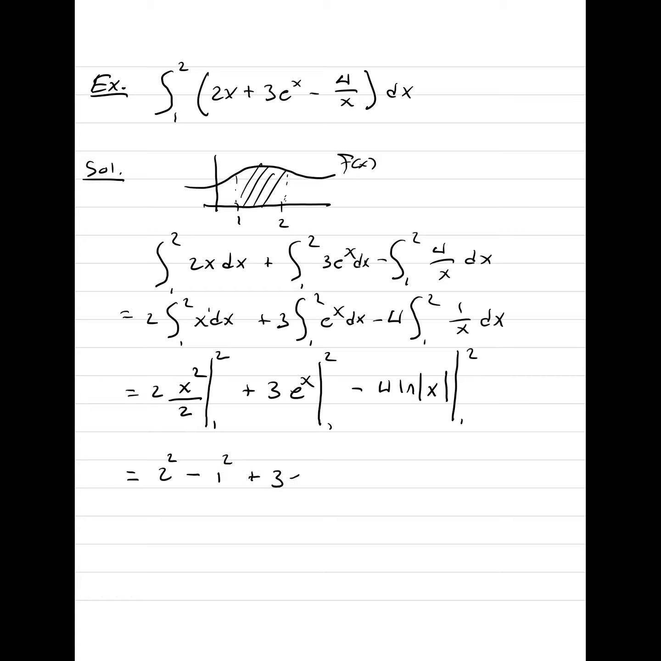Okay. Now we just do this. We go 3e squared. Notice what I'm doing, I'm putting that 2 into here. And then I put minus 3e to the 1. And now minus, this is important, I'm going to put parentheses here, because now I do the same thing to this, but notice I have to subtract this entire thing. So I do minus 4 times the natural log of the absolute value of 2, minus 4 times the natural log of the absolute value of 1. End parenthesis.